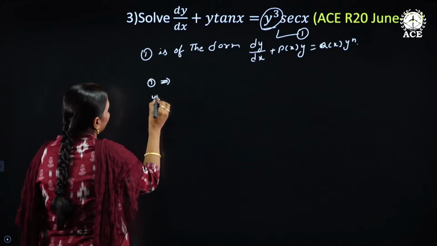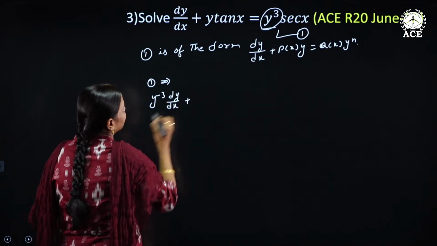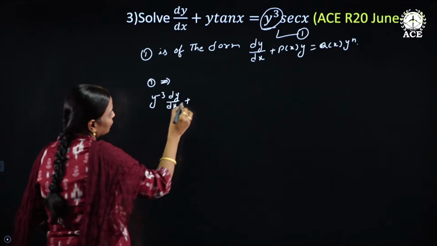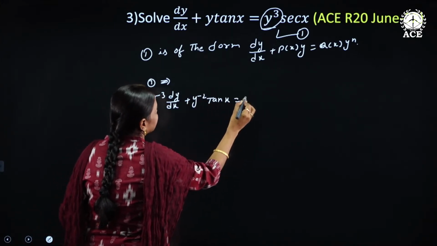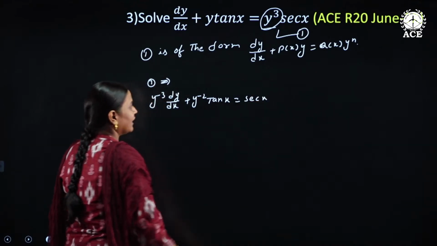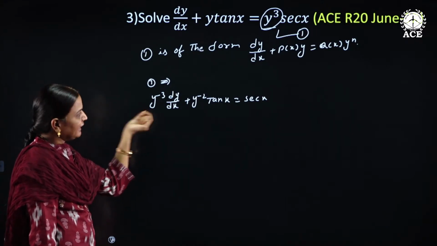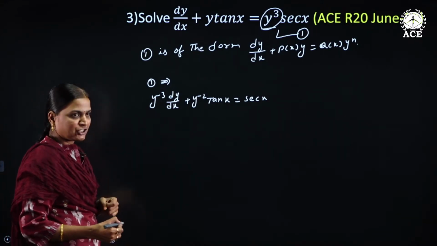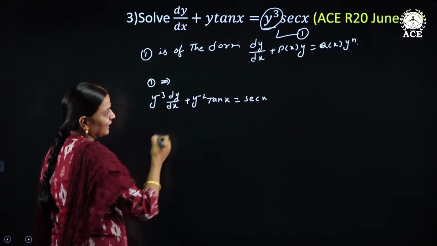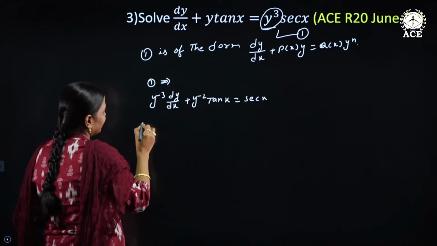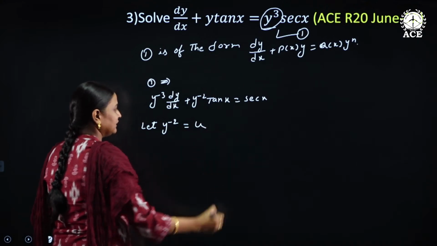So that is equal to y power minus 3 into dy by dx plus y by y cube. Y by y cube is nothing but y to the power minus 2 into tan x is equal to secant x. Now RHS is free from y but is not a linear form. So how to reduce this equation into linear form? By taking the substitution. This is p of x into y, but here what is the y power minus 2? So that's why take the substitution: let y power minus 2 is equal to another variable u.